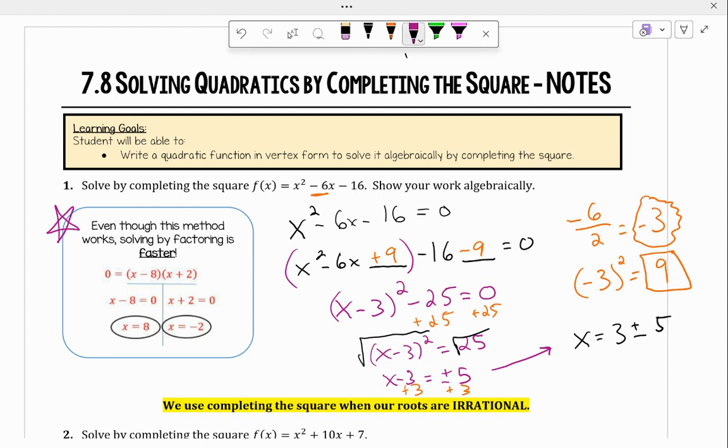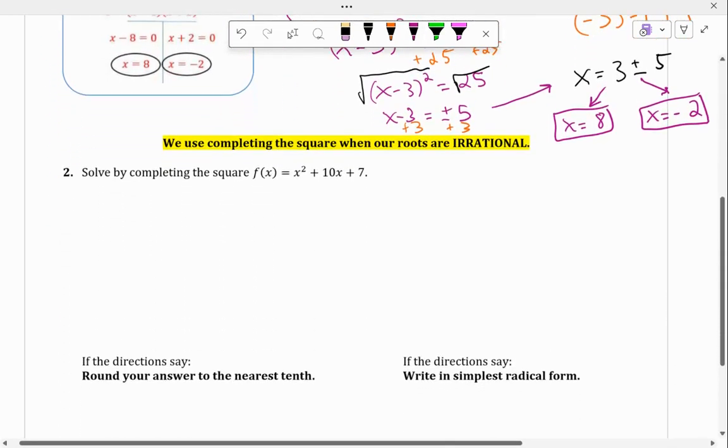And from here, because it's a quadratic, we're going to have two answers. So we have 3 plus 5 is x equals 8, and 3 minus 5 is x equals -2. All right, and look, it's the same answers as the factored, so we're doing very well. All right, so let's practice again. Let's look at the next one.